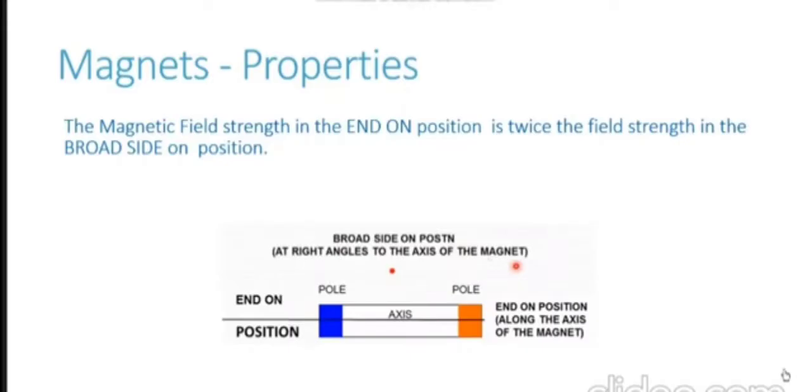Now, how does the strength of the magnetic field vary? The magnetic field strength in the end-on position is twice the field strength in the broadside-on position. Just to give you an example, if you go 1 centimeter away from this pole of the magnet and measure the magnetic field strength here, and the same thing is done at the broadside-on position, going 1 centimeter away and measuring the field strength, you will see that the field strength at the end-on position is twice as powerful as compared to the field strength at the broadside-on position.